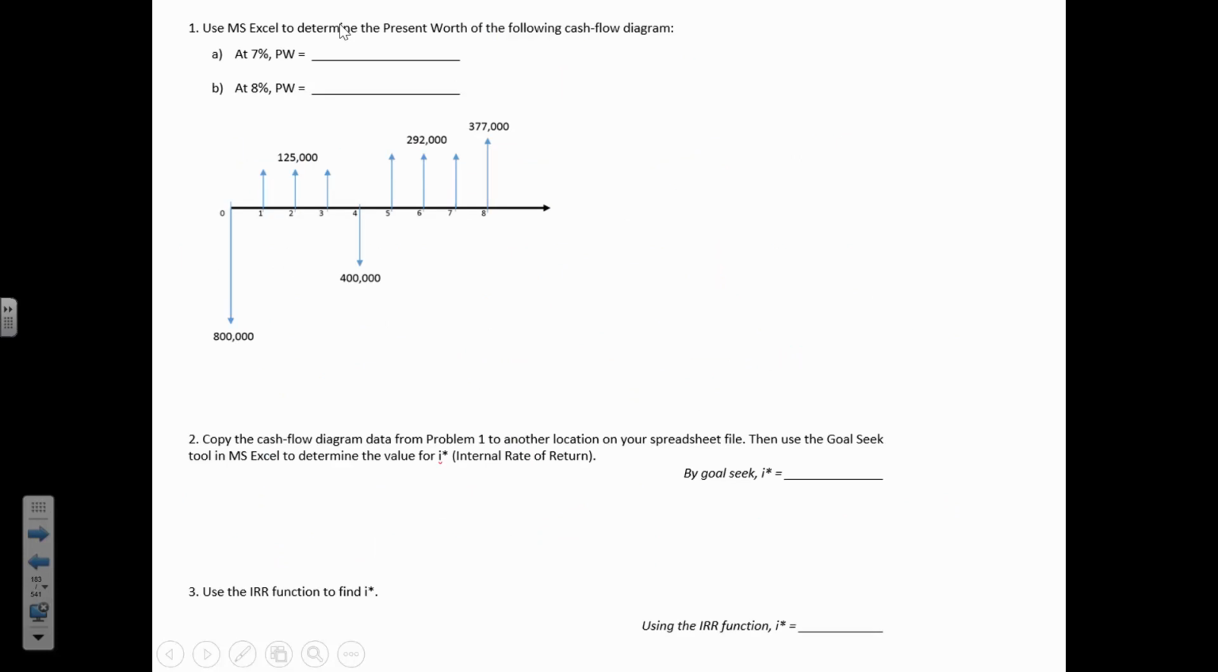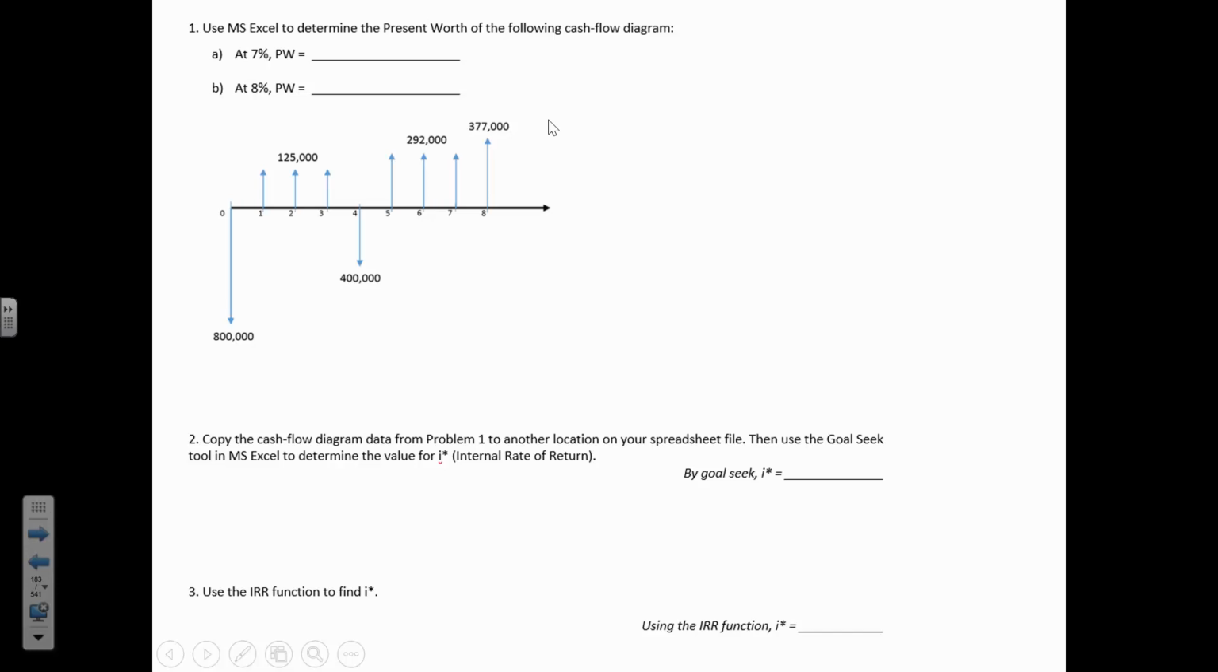Okay, so here's where we're going to start off. We're going to start off with this cash flow diagram that I'd like you to translate into a cash flow table using Excel. And then once you have it as a cash flow table, discount it at two different interest rates. Discount it at 7%. Find out what's the present value at 7%. And then find out what's the present value at 8%. And so that's going to be similar to the truck thing that I just showed you.